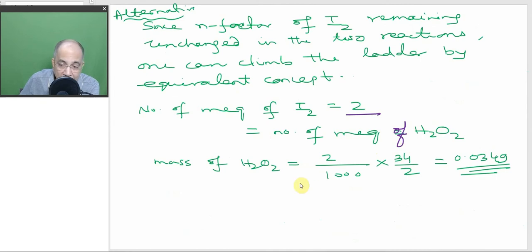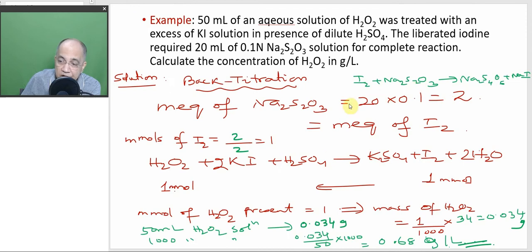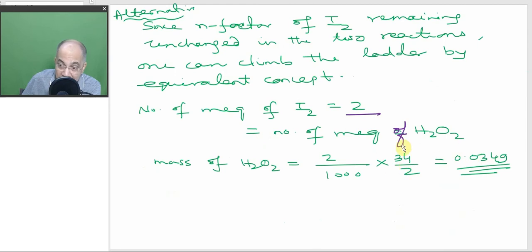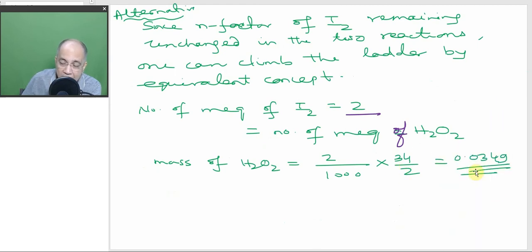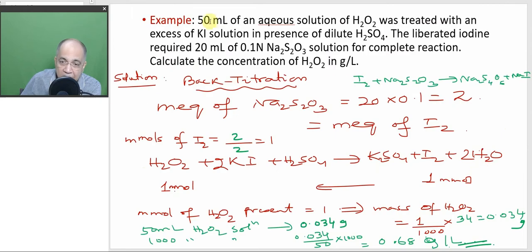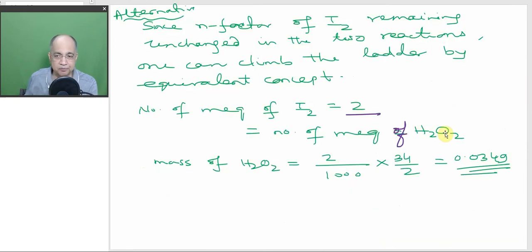So to get the mass, 2 by 1000 into the equivalent mass, which is 34 by the N factor of H2O2. The total change in oxidation number is 2 here, so the N factor of H2O2 is 2. That is 17 here. So you got the same answer. The same quantity of H2O2 is present in 50 ml. So in 1000 ml, how much? You get the same answer.